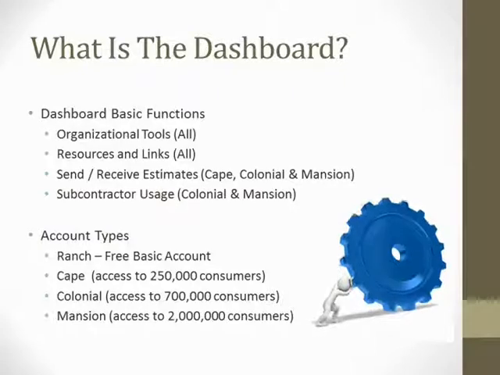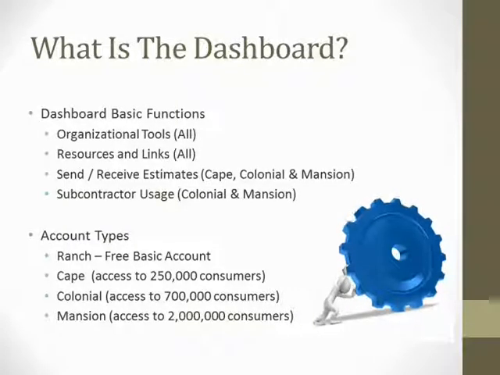There are 4 tiers of accounts you can have. The first one is the Ranch, which is a free basic account. The next one is the Cape, which gives you access to 250 potential customers. Then we have the Colonial, which gives you access to 700,000 potential customers, plus the subcontractor features. And the last one is the Mansion, which gives you full access to every tool we offer, plus access to 2 million potential customers, with even more available should you choose. Once you log into the dashboard, you can see all of these features for yourself.